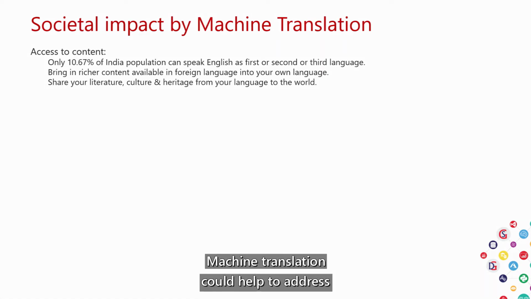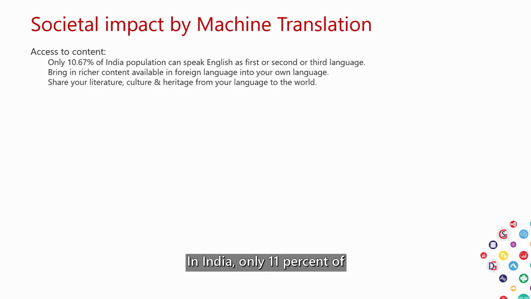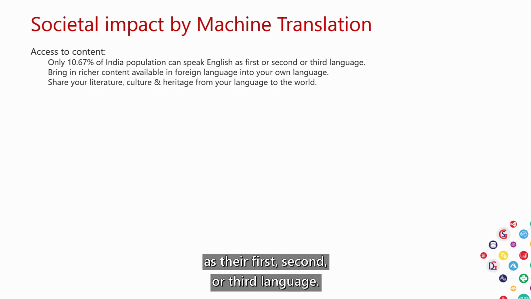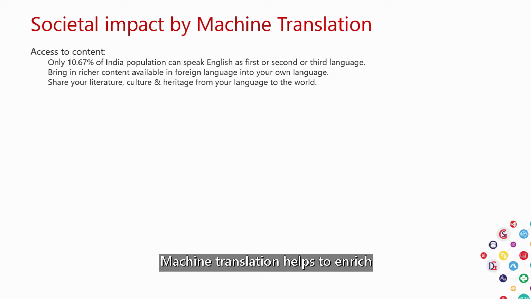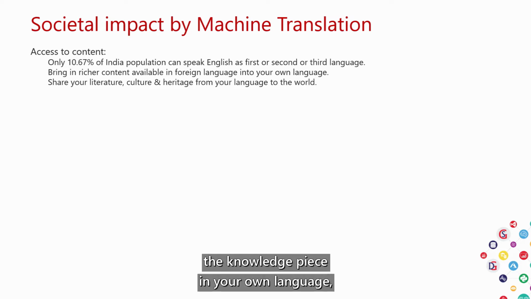Machine translation could help to address the digital divide and make a societal impact. In India, only 11% of the population can speak English as their first, second, or third language. It means 90% of the population is not able to consume content on the web in English or any other foreign language. Machine translation helps to enrich the knowledge base in your own language by bringing in digital content from foreign language. Machine translation helps you to preserve your language by sharing your literature, culture, and heritage from your language to the world.